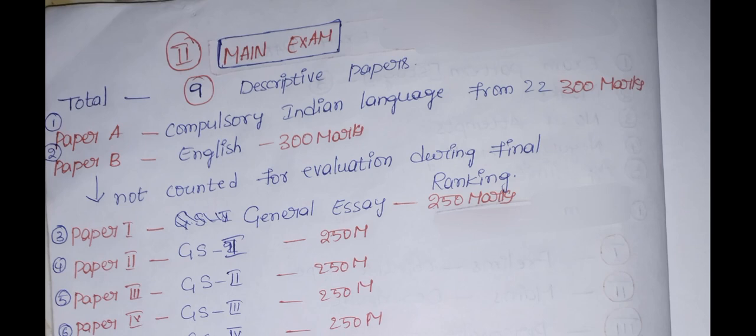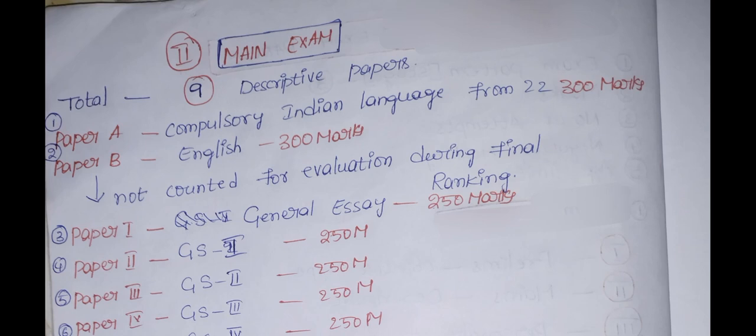Paper A is a compulsory Indian language. There are 22 statutory languages, so we have to select one language for paper A. We can select our regional language if it is under the statutory languages. The next one is paper B, that is compulsory English. Paper A is 300 marks and paper B is 300 marks.